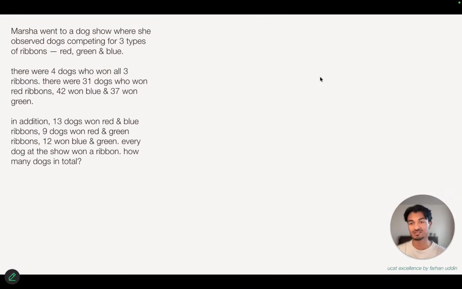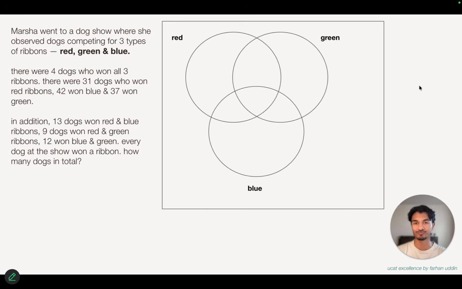Let's run through a basic example. Marsha went to a dog show where she observed dogs competing for 3 types of ribbons: red, green, and blue. So, we know that there's going to be a red, green, and blue. Fantastic. Let's draw out these circles. This is what it looks like. Now, there were 4 dogs who won all 3 ribbons. Lovely. So, nothing tricky about that. We just pop a 4 in the middle because that's the intersection between red, green, and blue.